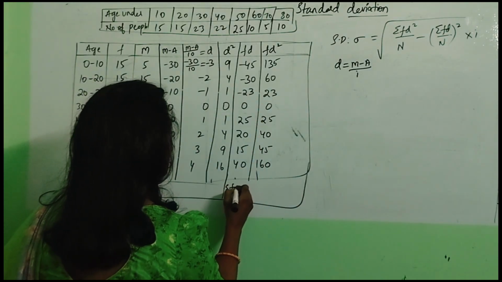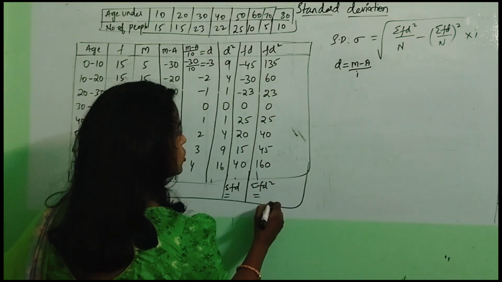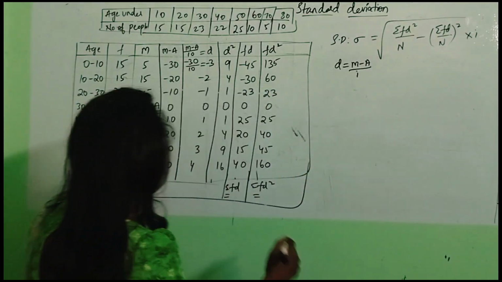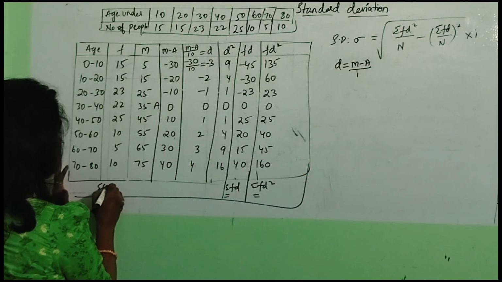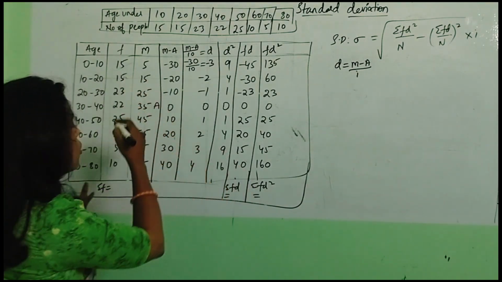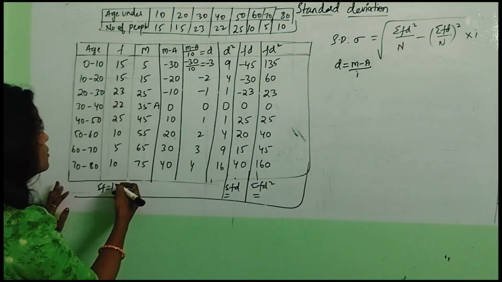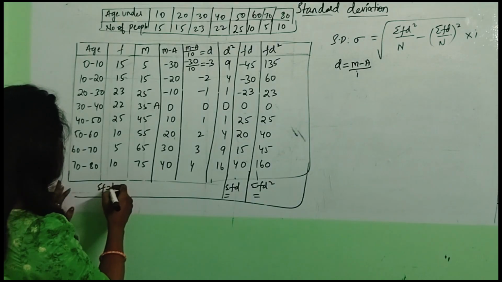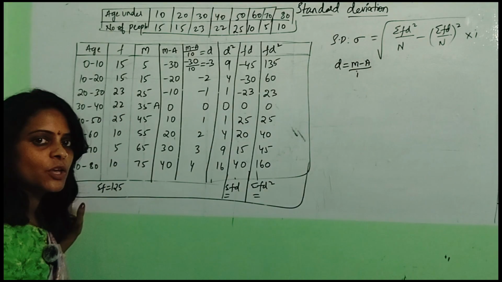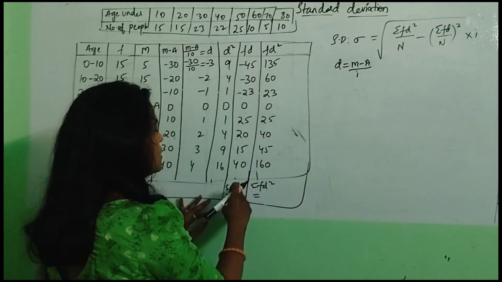That is sigma FD. What is the value? Then sigma FD square. What is the value? Then for N also you need to find out, that is the frequency. Add all the frequency values, then we will check what you get. So first add all the frequency values. I have already added the values so that we will not waste our time. So the frequency total would be 125. You can calculate by using your calculators. Add all the values.